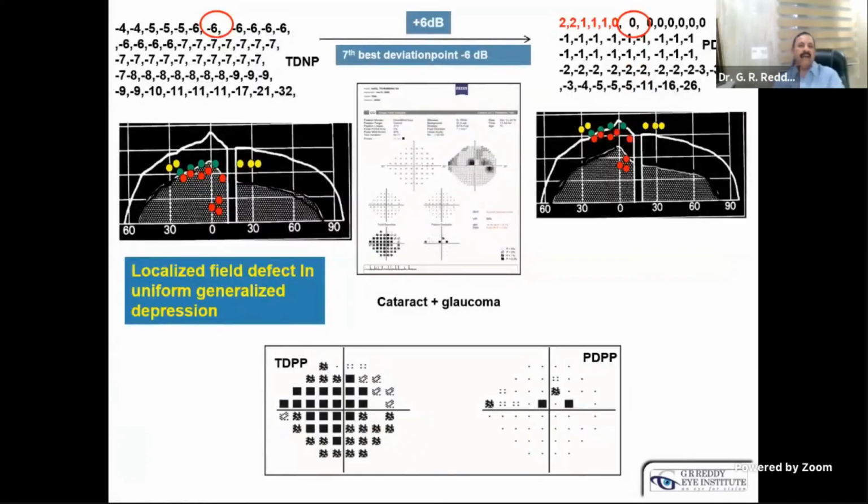This is the conversion of total deviation numerical plot to pattern plots. So take for example, this is the cataract with glaucoma, and the seventh best deviation point is -6. We add +6. So this is -4, -4, -5, -5, -5, -6, so add +6.